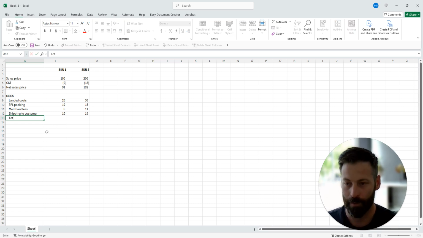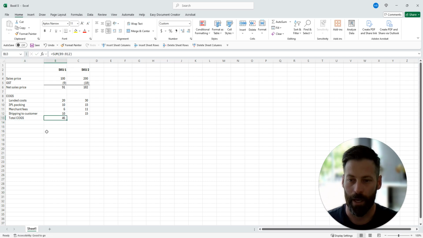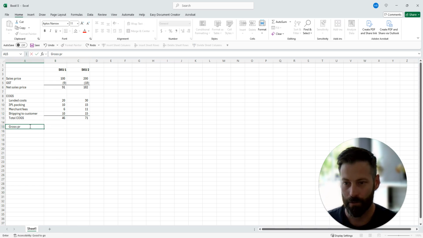That's probably enough for now. I'm sure there's some other costs, but they're the only ones I can think of off the top of my head. So we have a $46 total cost and a $71 total cost. We can then use those numbers to figure out our gross profit.